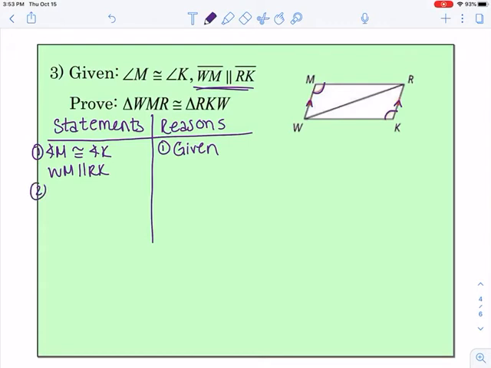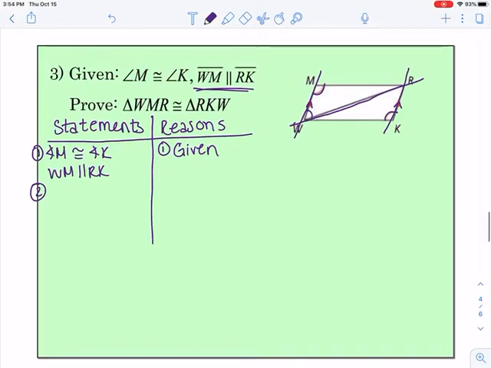Now I need to come up with a couple different things in order to prove that these two triangles are congruent. If this is parallel to this, then this is going to be the transversal that cuts that pair of parallel lines. That is going to make this angle congruent, I'm going to do 2 hash marks, congruent to that angle. Why? Because those are alternate interior angles, and alternate interior angles are congruent. So now I just have to put that into my statements and reasons.